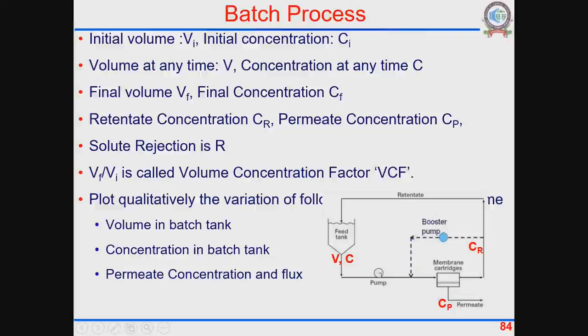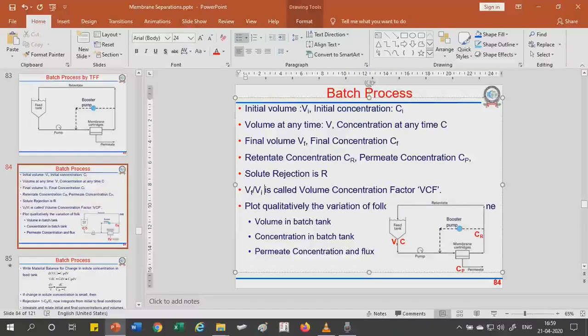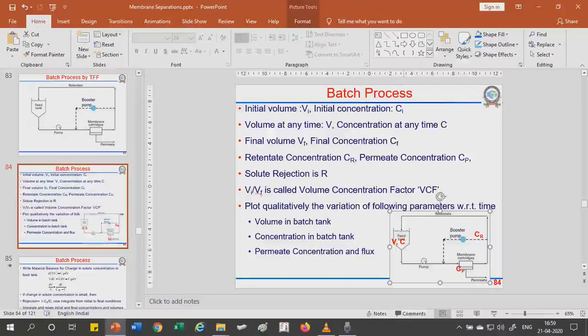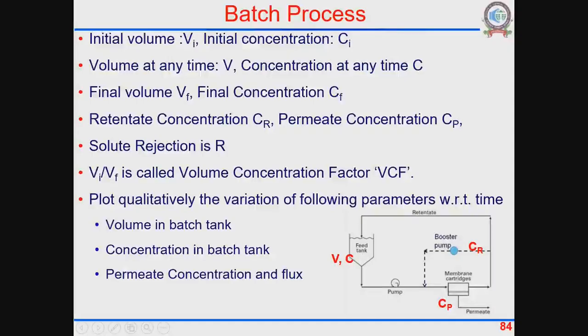Just a small correction. Let me just do that here. This is Vi by Vf. So volume initially is large, volume finally is small. So this is Vi by Vf. So volume concentration factor is more than 1. So if volume concentration is, let's say 5, and initial volume is, let's say, 1000, the final volume would be 200. That's why this volume concentration factor is more than 1.